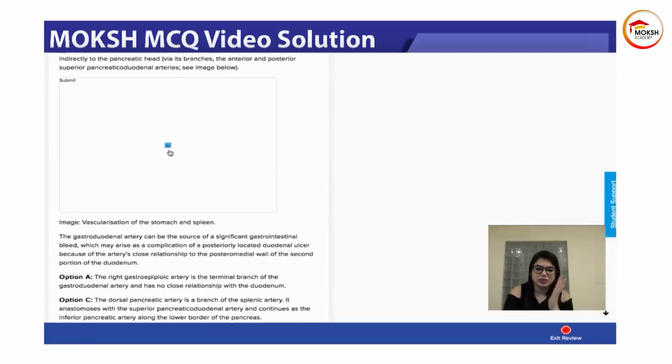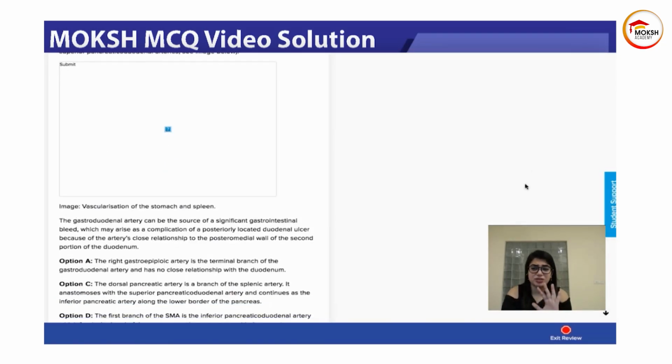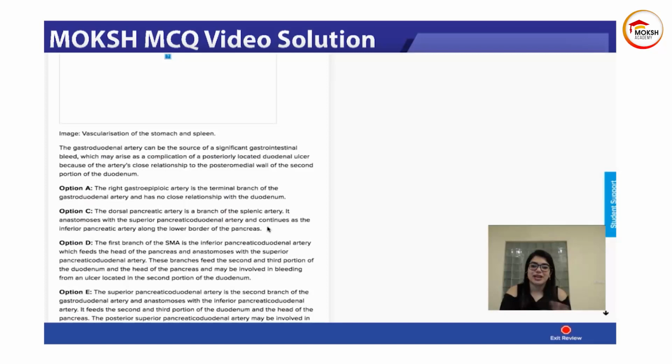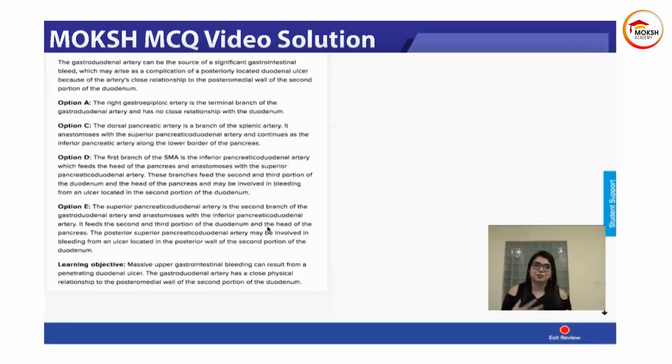So you don't need to know all of the arteries. So this is not your first year anatomy exam. You don't need to know all of the vascularity of all the branches, superior mesenteric artery, all the branches of your left hepatic, common hepatic. You don't need to do all of those.